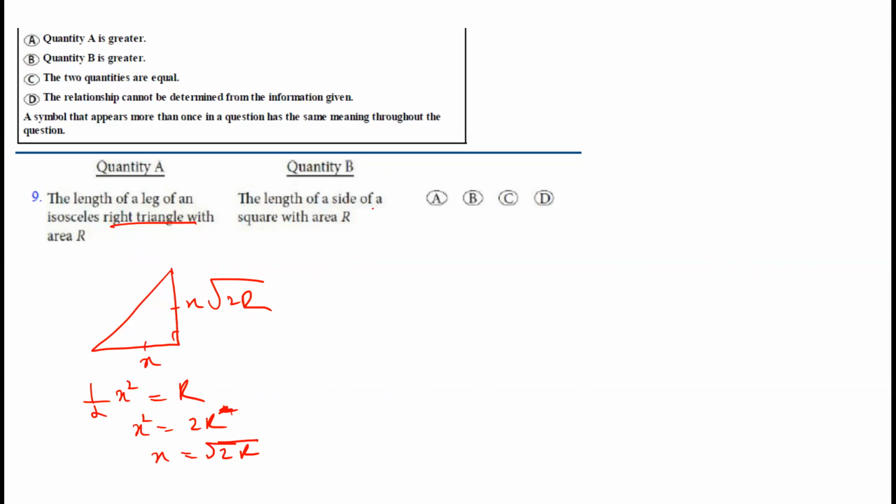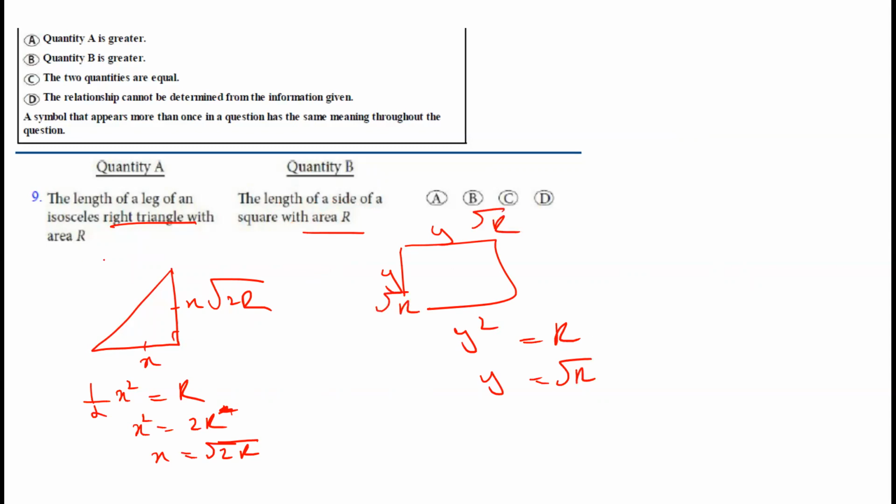Now over here, the length of a side of a square. Let's suppose the square has side y. So y is the side and the area is R. So y equals under root R. So each side equals under root R. So the length of the leg of the isosceles right triangle would be under root 2R, and the length of a side of a square would be under root R. Now quantity A will definitely be more than quantity B because R is being multiplied by 2. And we can also write this as under root 2 into under root R, and we have under root R. So quantity A is greater by a factor of under root 2. Hence option A is correct.